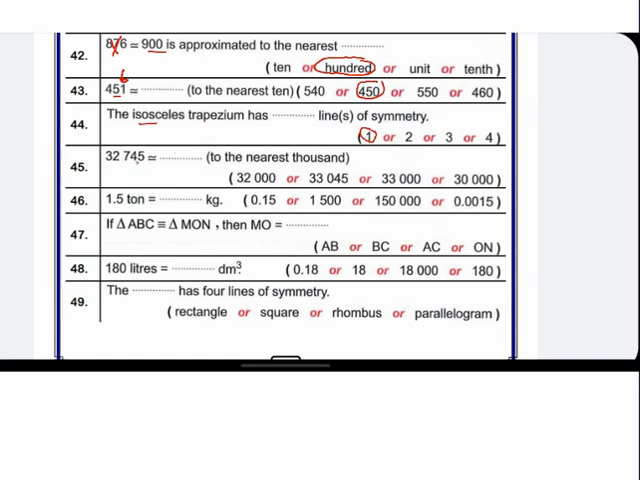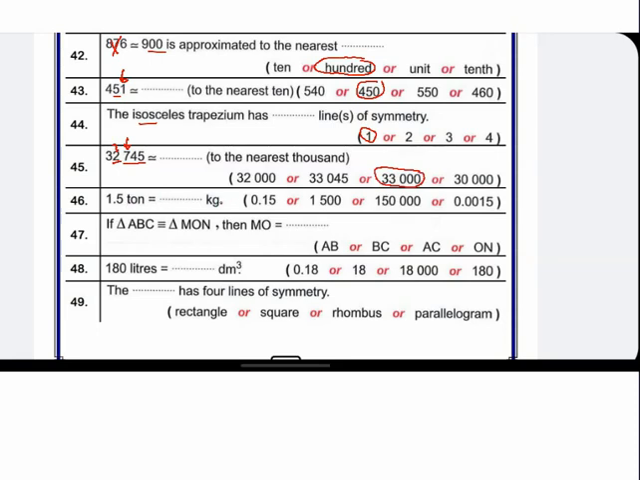This to the nearest 1,000. Where is the thousands place? Yes, 2, and arrow on 7. 7 is reached, so it will give 1 to 2, so it will be 3, and replace all these numbers with zeros, so it will be 33,000.